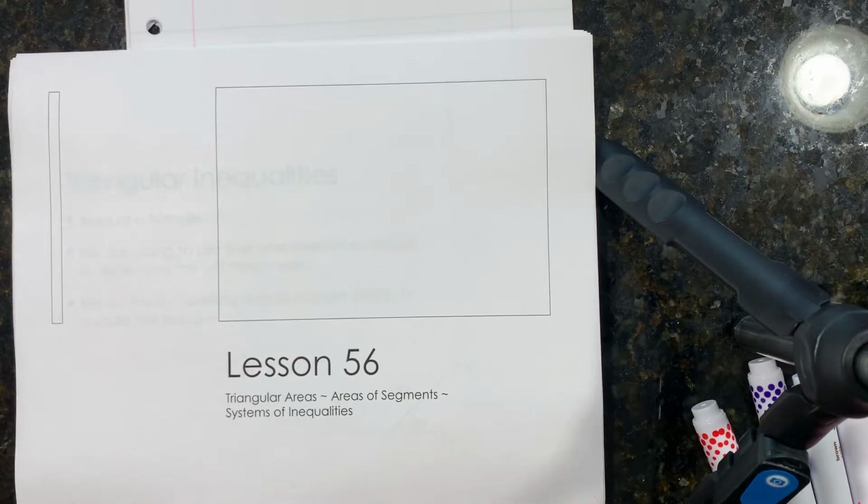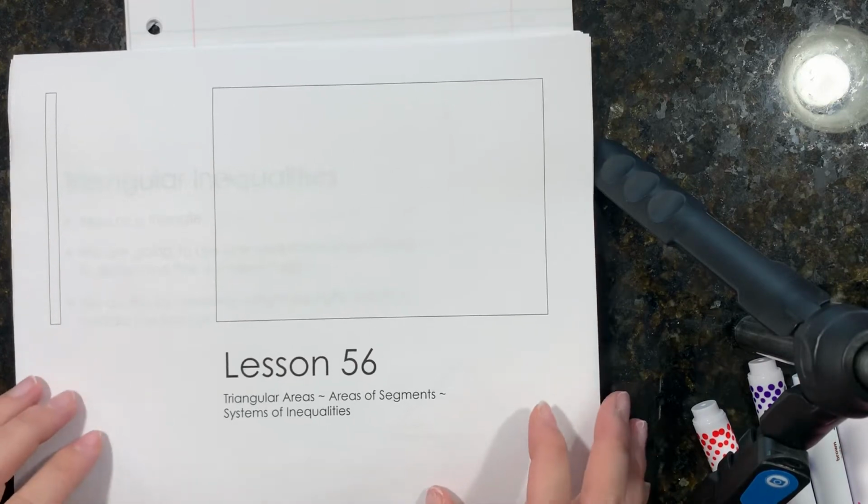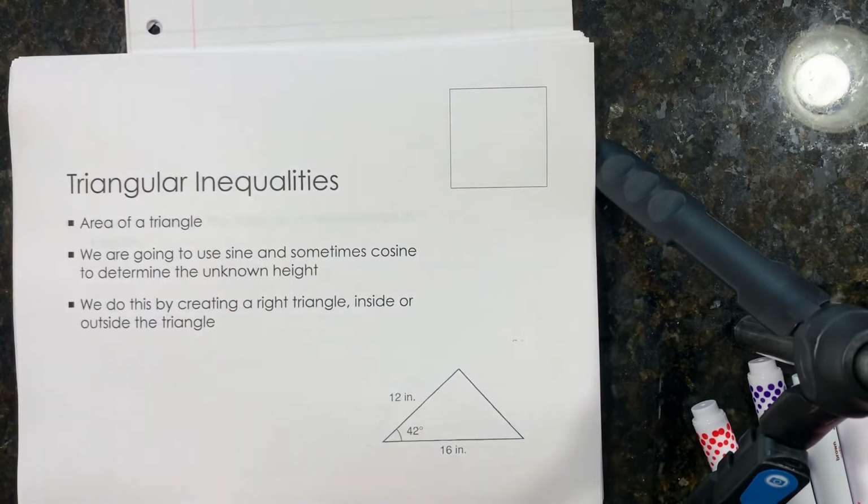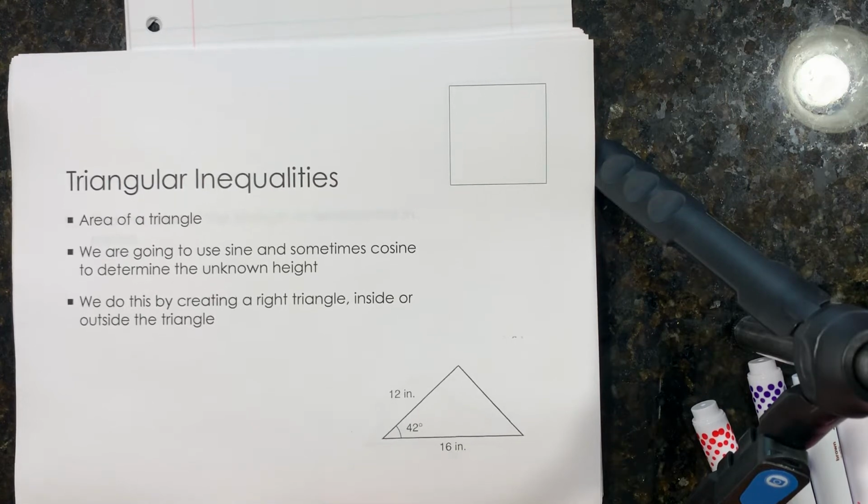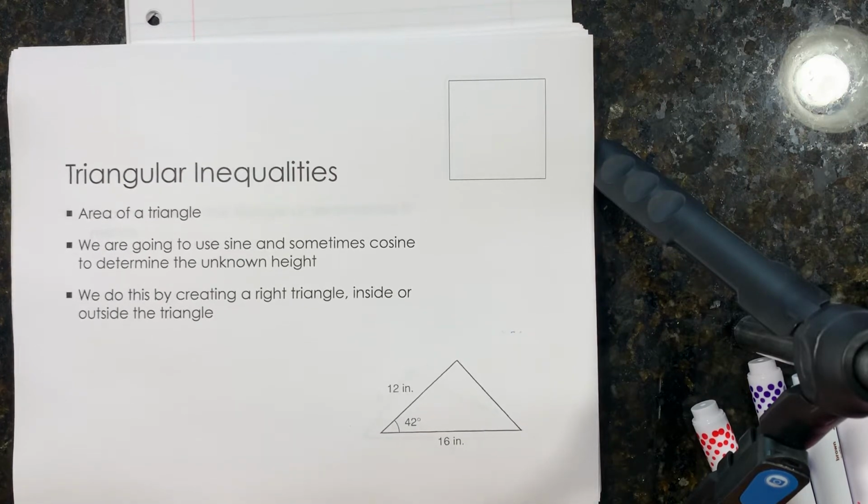The first thing that we're going to look at is triangular areas, then areas of segments, and then systems of inequalities. So triangular areas, we are going to be trying to find the area of a triangle when we don't know what the height is equal to. But what we're going to be using is our trig functions, mostly sine and sometimes cosine, to determine the unknown height. So you're going to need your calculators too. We're going to do this by creating a right triangle inside or outside of the triangle.